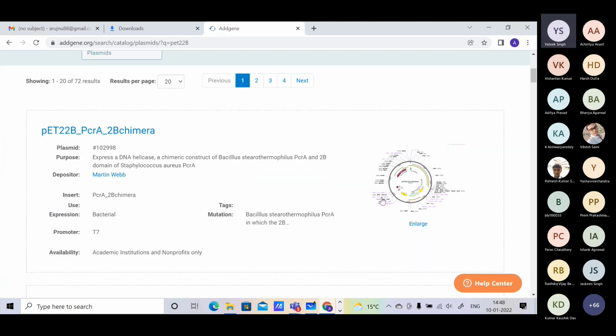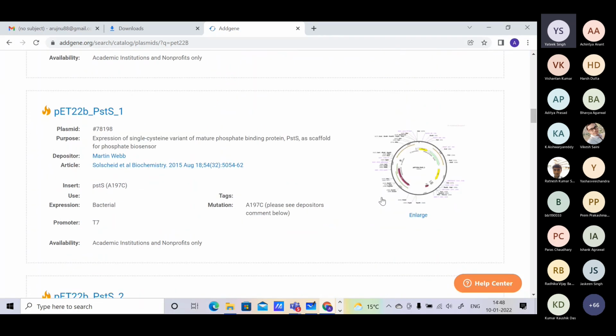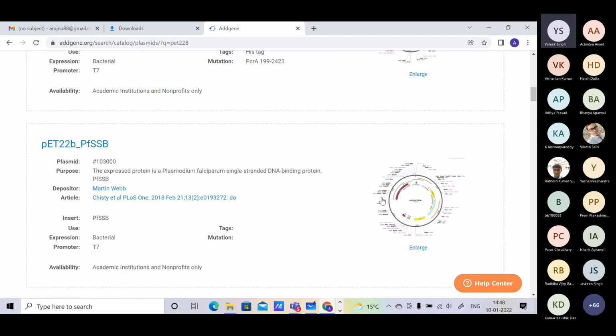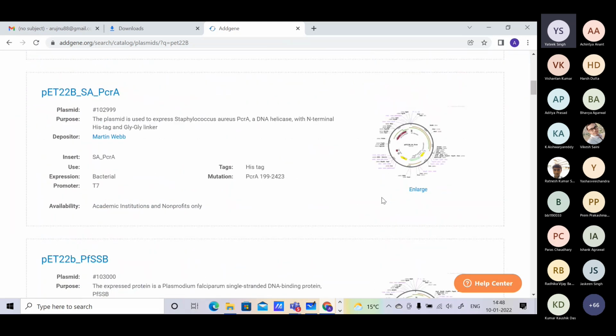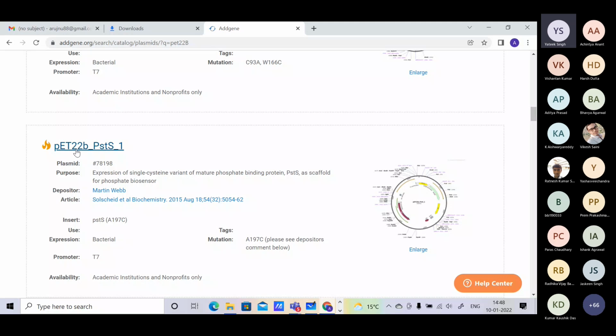So now I am opening the sequence of a pET22 vector. Now you can see there are many entries for the pET22 vector. So I can pick up any of these. This is the plasmid, and this is the catalog number. You don't need it because it is useful for ordering. So this is the pET22 vector, which we call the backbone.